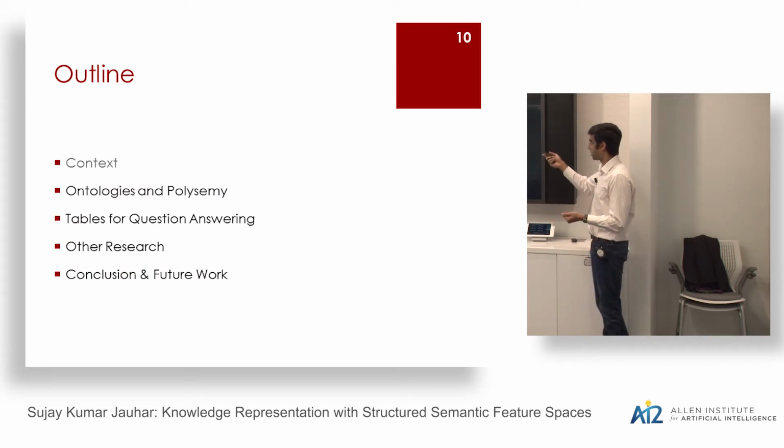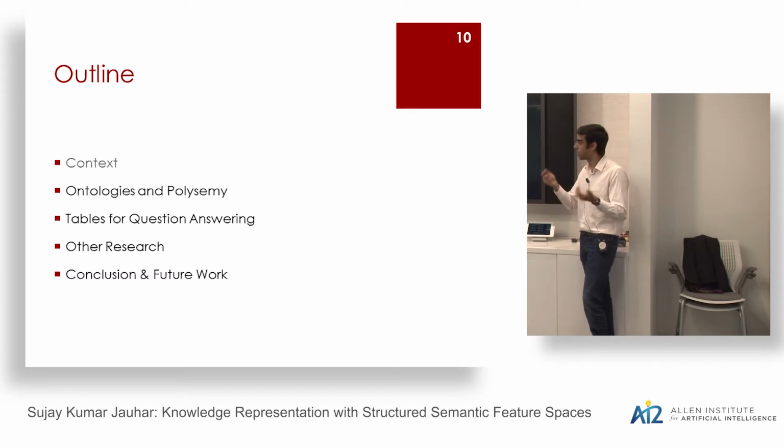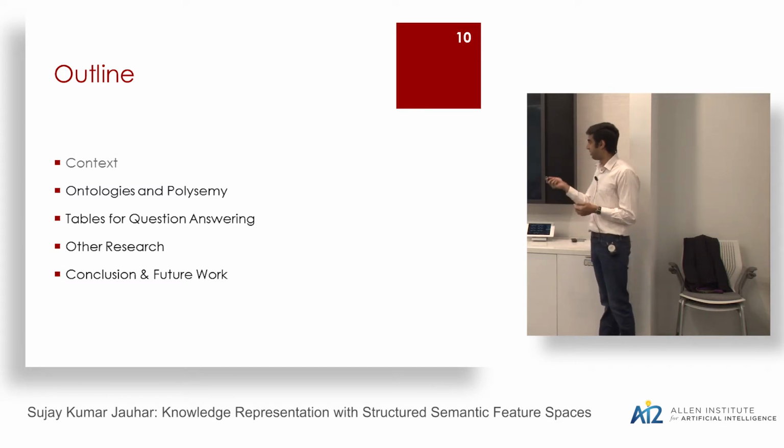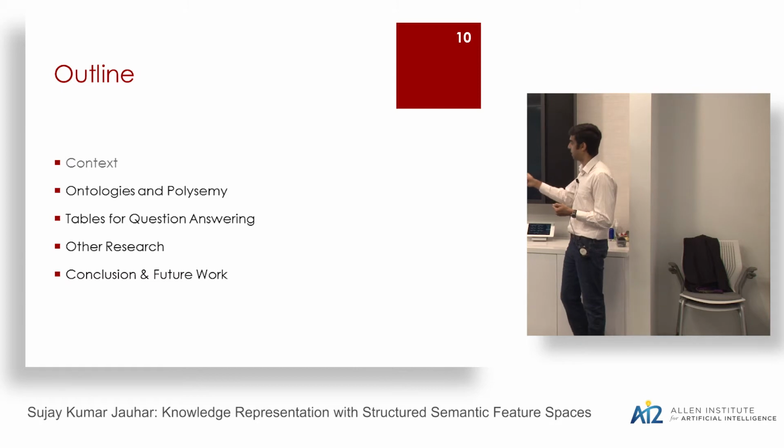Here's an outline for the rest of the talk. The two questions that I asked on the previous slide are going to be dealt with by the problem of polysemy in vector space models and how you can use ontologies to partially solve that. And then we're going to deal with the problem of question answering, very popular here at AI2, and how you can use tables to do better on this. I'll finally point to some other research that I've done during the course of my thesis related to the outline of this talk, but also some miscellaneous research, and finally conclude and look forward to some future work.